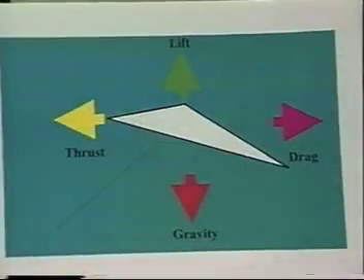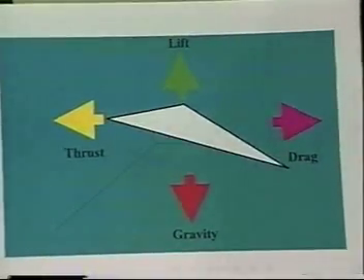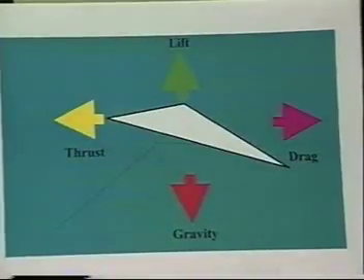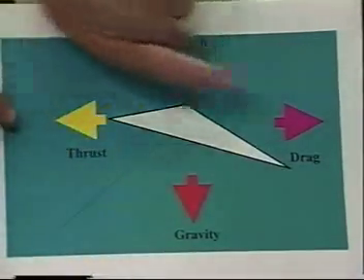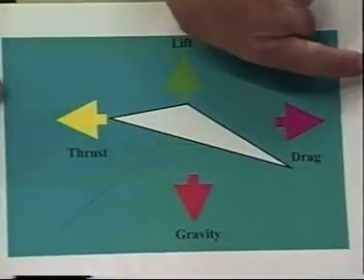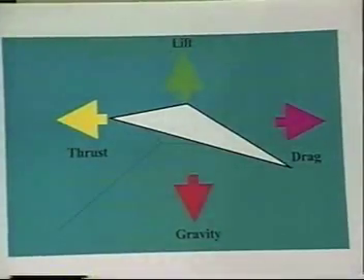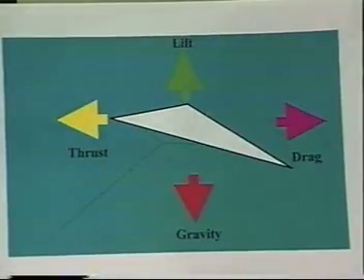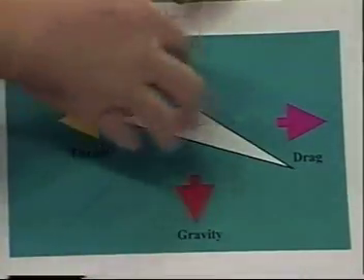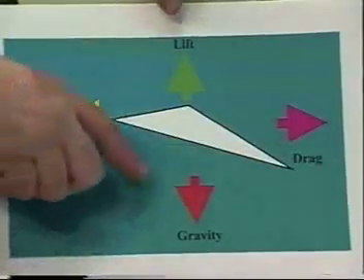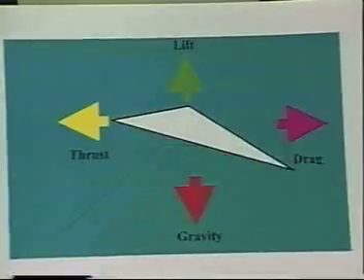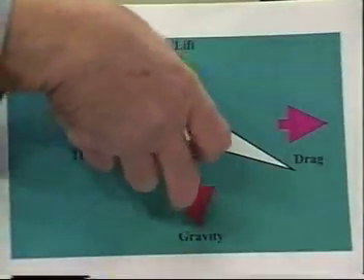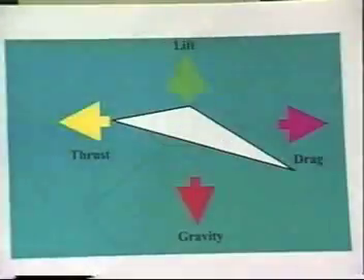And drag. Now you notice one thing, right? Sir Isaac Newton said forces come in pairs. So I have thrust this way, I have drag that way. That's one pair. On the same body I can have several pairs, right? I have gravity pulling down, and I have lift pulling up. So I have one pair of forces here, another pair of forces here.